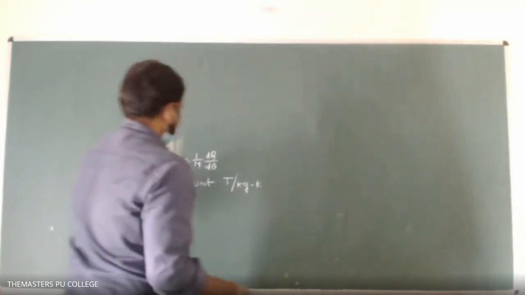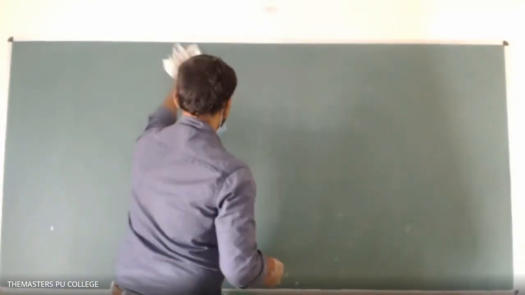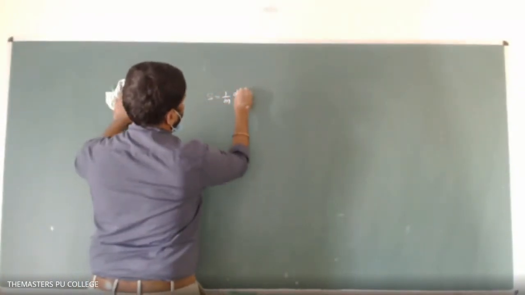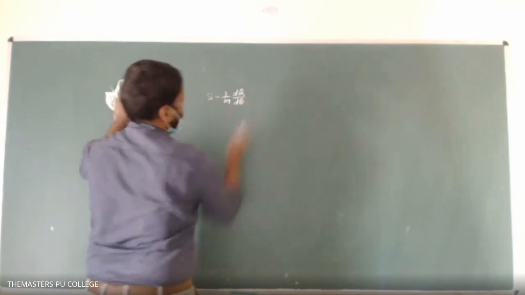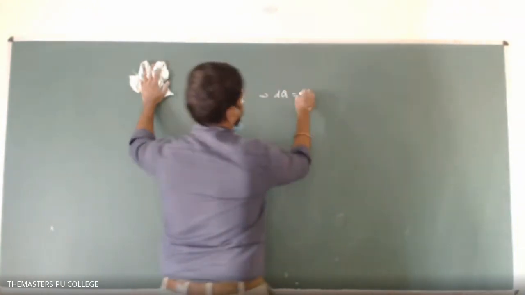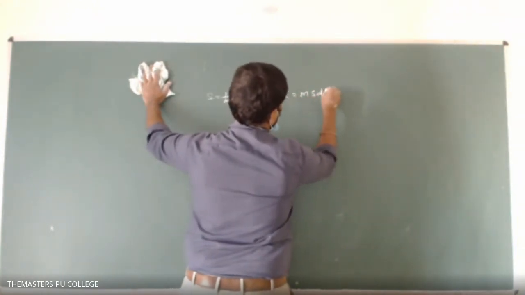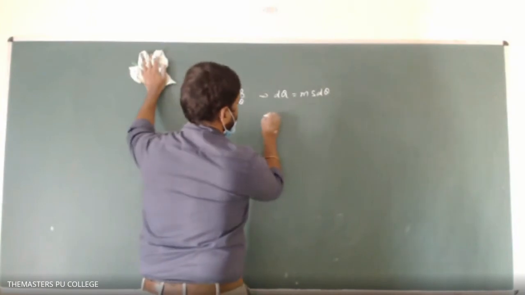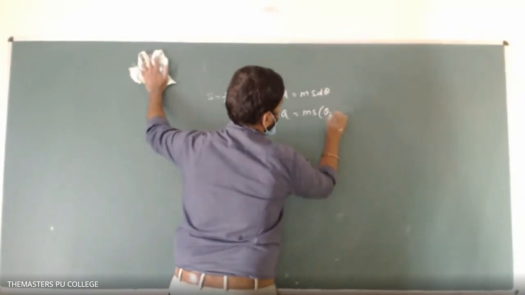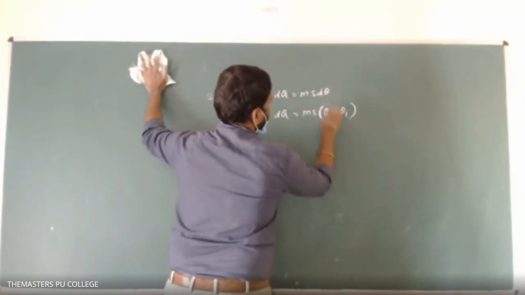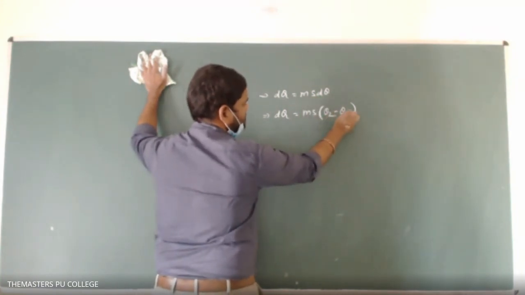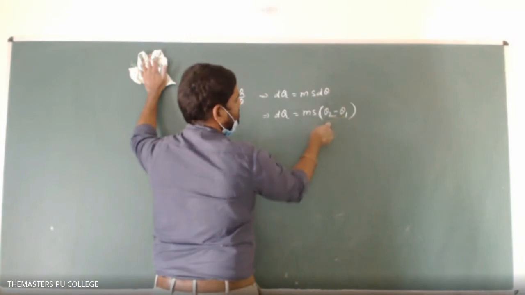So these points we have to note down. Please listen to this carefully. S is equal to 1 by m into dq by d theta, so that implies dq equals m S d theta. I can write dq is equal to m S times d theta, that is theta 2 minus theta 1. d theta is the change in temperature. Final temperature is theta 2, initial temperature is theta 1, so d theta must be equal to theta 2 minus theta 1.